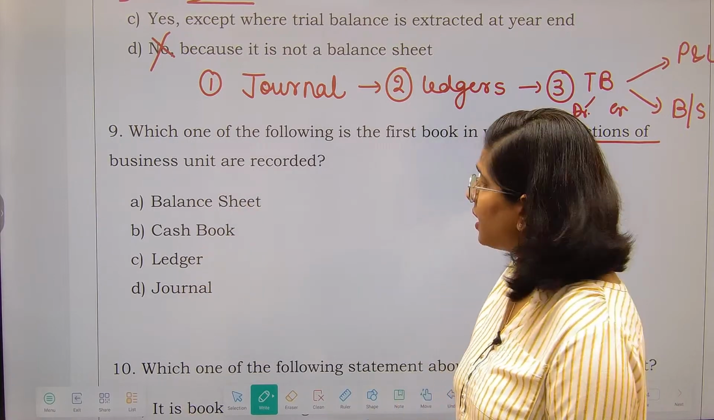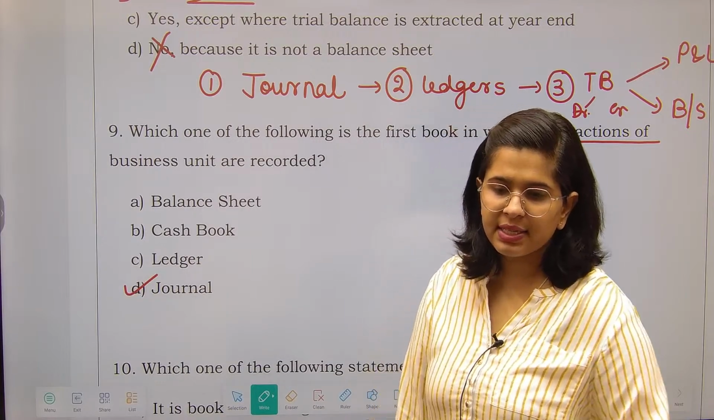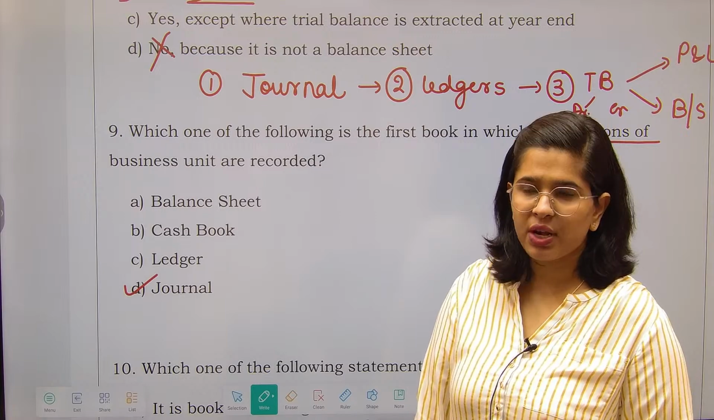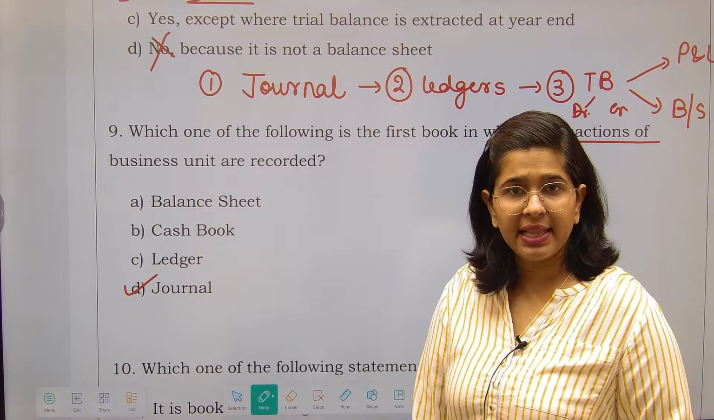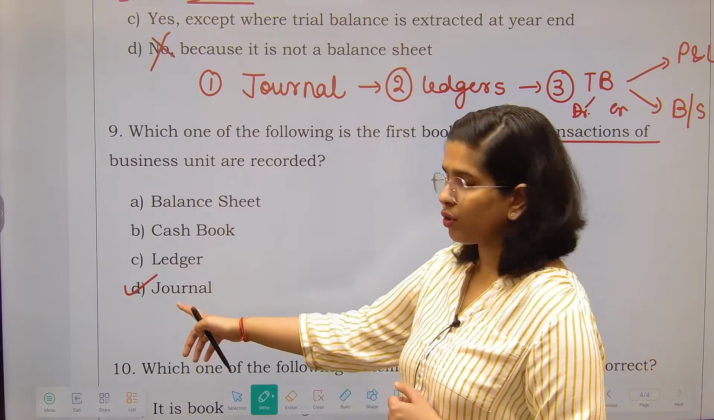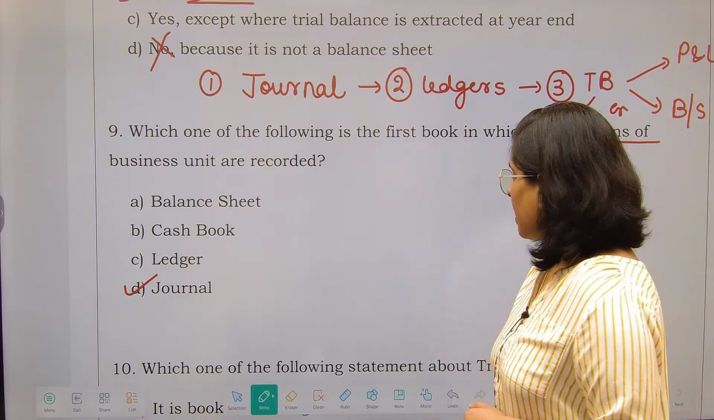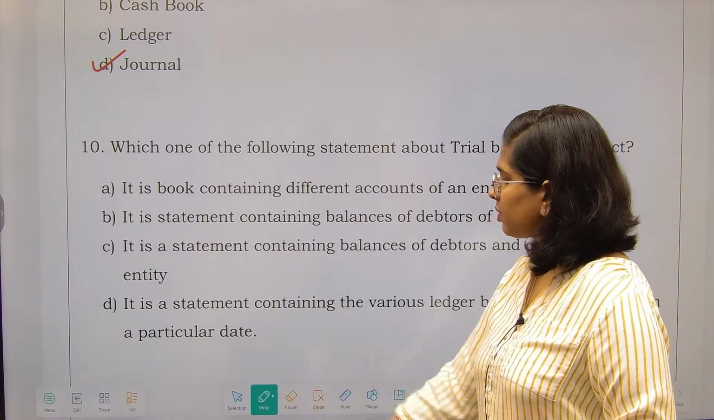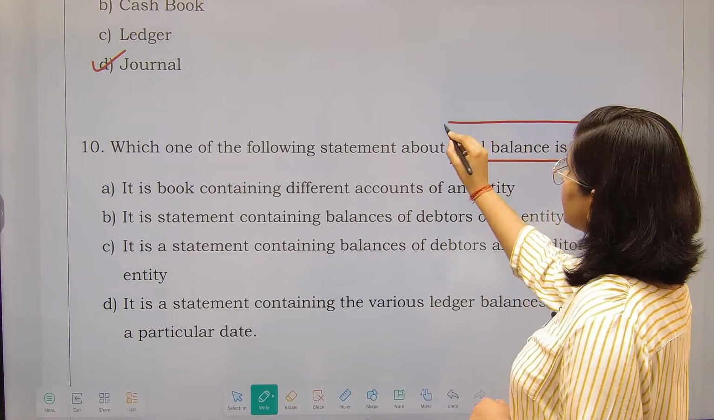Yes, Soumya, correct. So the journal is the primary book where you record your business entity's transactions, the first transaction. Suppose I have made a payment to someone, I have done sales. The first thing I am going to record in the journal, and then the process follows later on. And the last question that we have is, which one of the following statements about the trial balance is correct?